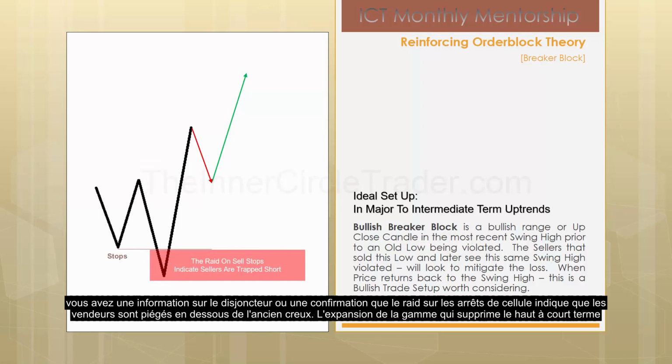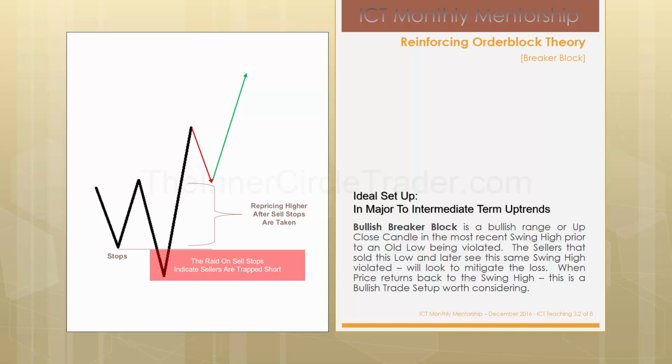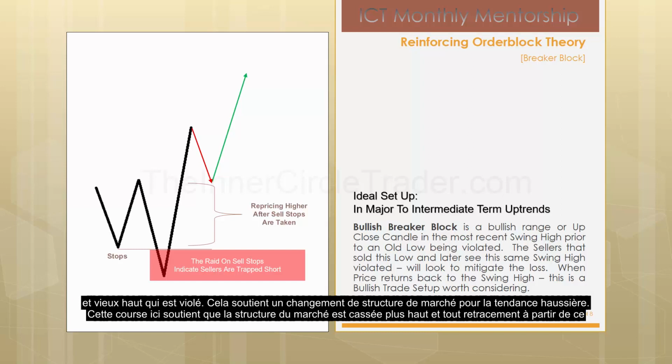The telltale signs that you have a breaker in formation or confirmation: the run on sell stops indicates sellers are trapped below the old low. The range expansion takes out the short-term high in between the two lows. This repricing higher after sell stops are taken is a confirmation that the market has, in fact, run stops below an old low and violated the old high.